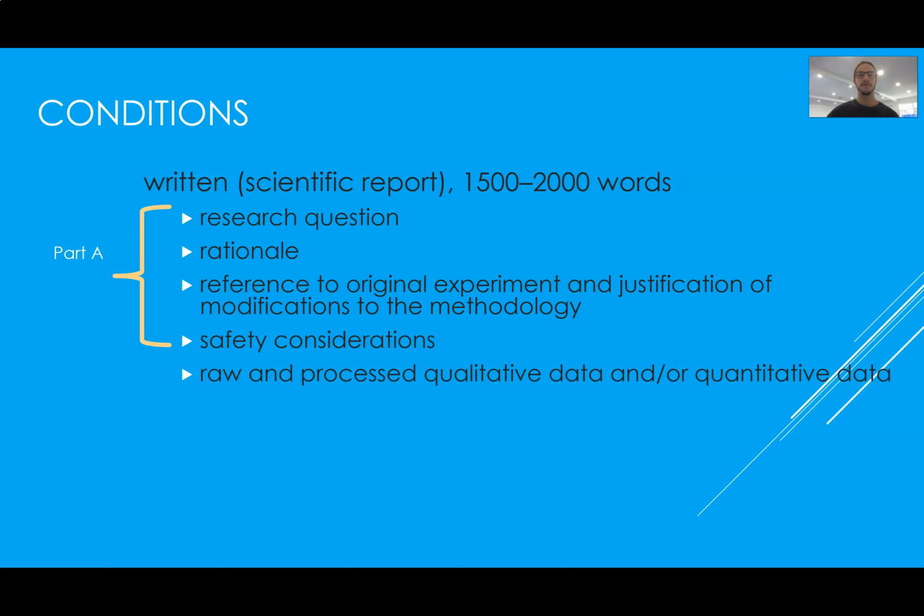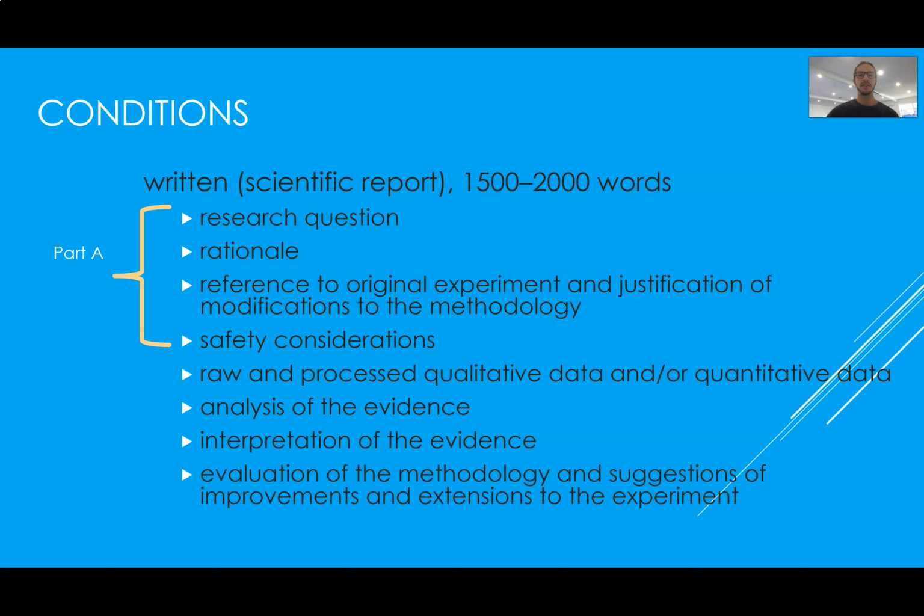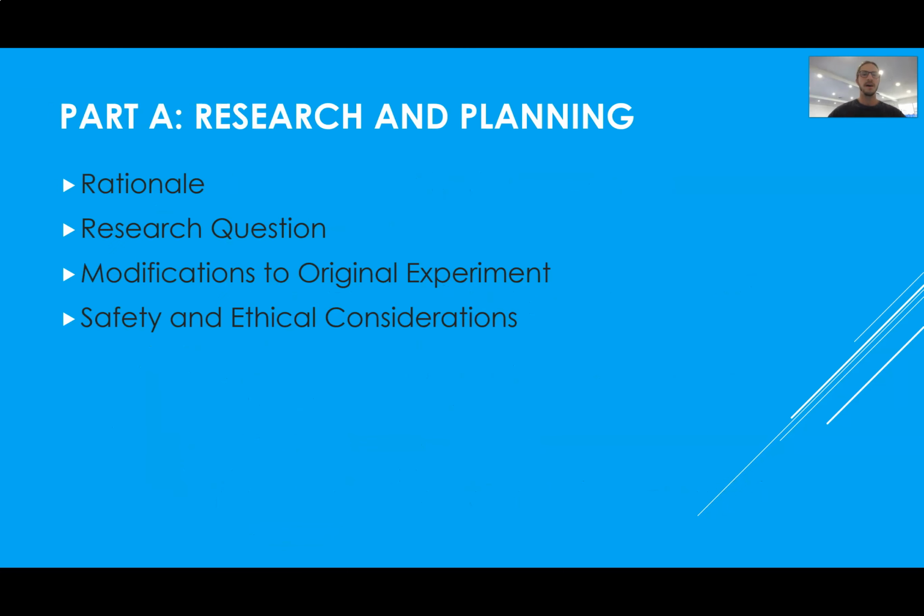Part B then involves collecting data, analyzing the data, looking for trends, patterns, relationships. Once you've found them, saying why those may have occurred. Why was there a relationship between this and that, or a trend in this data here? Then evaluation of the methodology and suggestions of improvements. That's part B. Then there's a bibliography. So let's look at part A in this video. We'll talk about each of these 4 sections now.